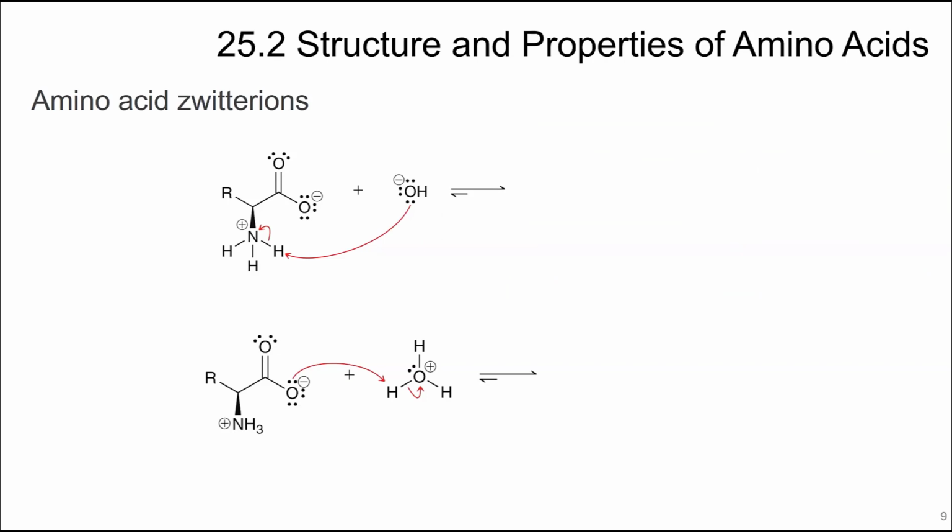Amino acids usually appear as zwitterions, and a zwitterion is an amino acid that has a positive and negative charge. So it's usually drawn as the CO minus and NH3 plus. This is the zwitterion. And amino acids are also amphoteric, which means they can act as acids and bases.